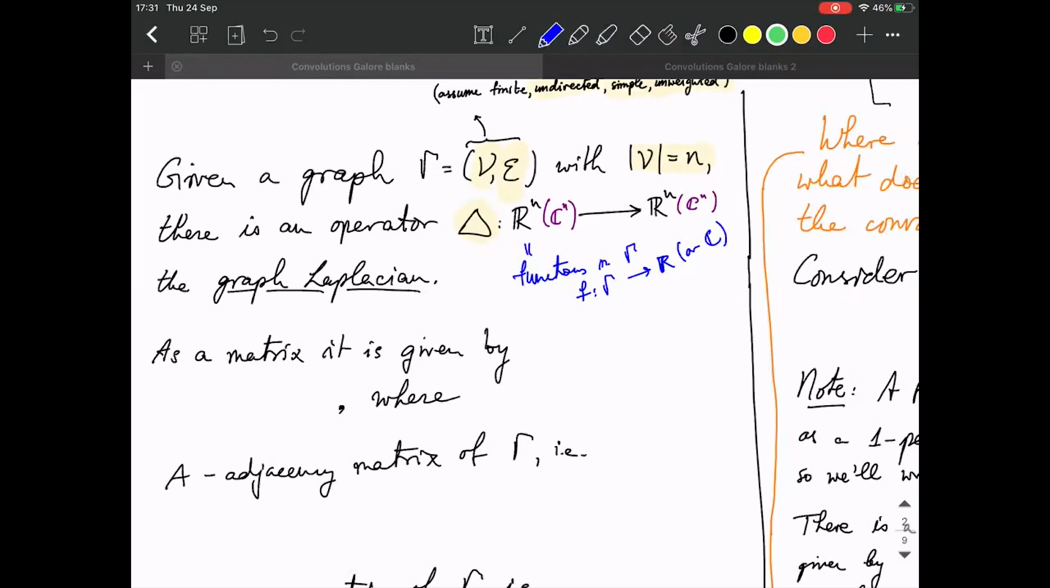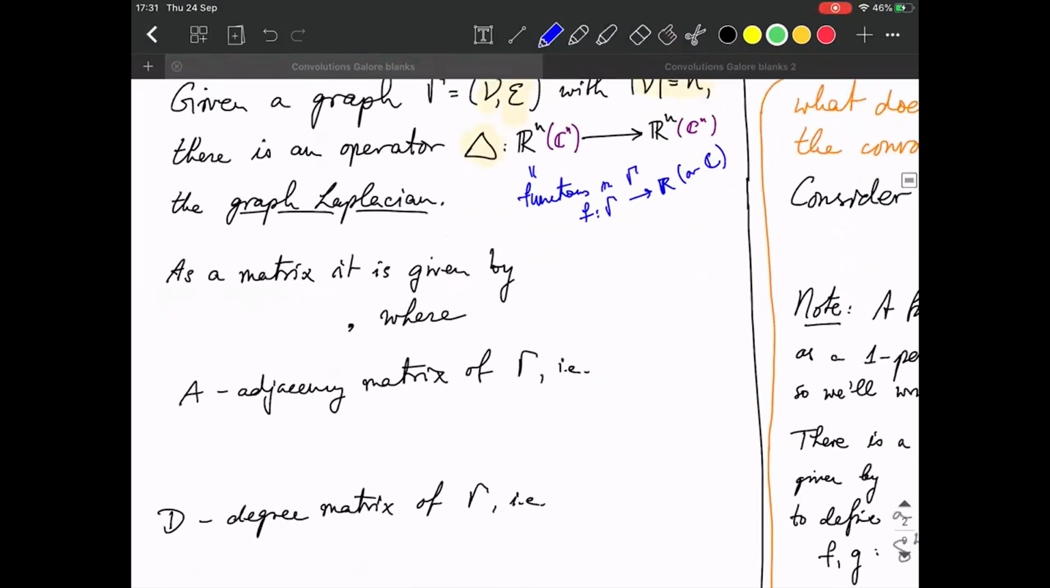And the graph Laplacian is a linear map, and as a matrix, it's given by D minus A. Now I should mention there are different versions of the graph Laplacian, but this is the one that I will concentrate on. And A here is the adjacency matrix of gamma, which you probably know. It just says that it's either 1 if there is an edge between vertices I and J, and 0 otherwise.